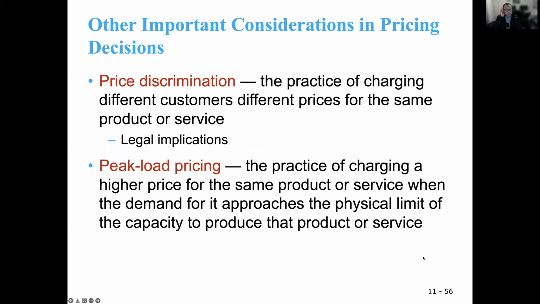Okay, so other important considerations in pricing decisions: price discrimination, the practice of charging different customers different prices for the same product or service. This one has legal implications. Peak load pricing, the practice of charging a higher price for the same product or service when the demand for it approaches the physical limit of the capacity to produce that product or service, right?